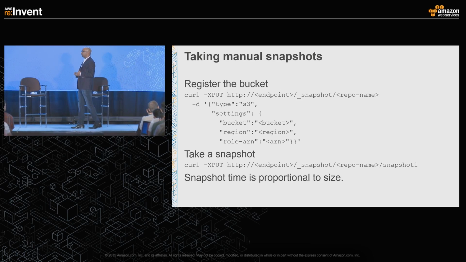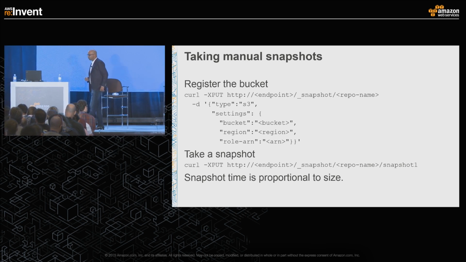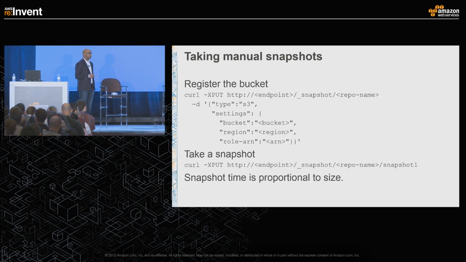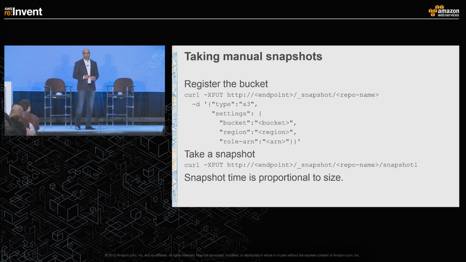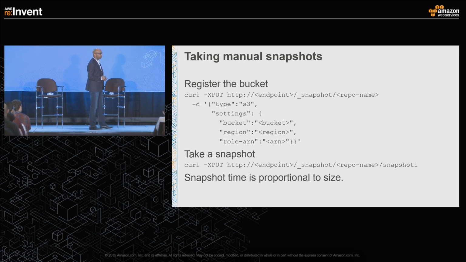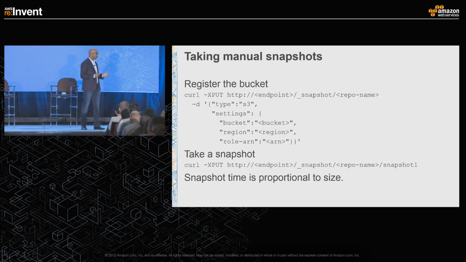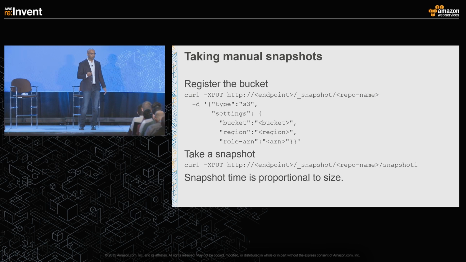Once you have the policies and access control set up, then you can use the Elasticsearch API directly. First, you need to register your bucket with your cluster. That's the Elasticsearch register command that's up there. And then you can run your snapshot API against the domain, and it's going to store that snapshot in your S3 bucket. One thing to keep in mind, pretty sure it's obvious, but the snapshot time is proportional to the data size. So if you've got a large data set, you may want to think about what frequency you want to run these manual snapshots at to make sure you're not overloading your cluster.